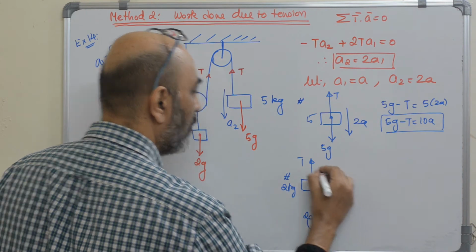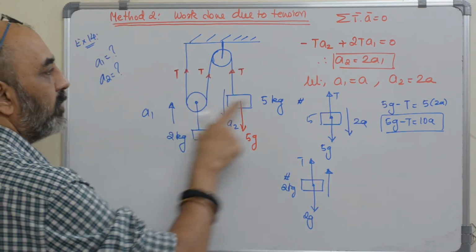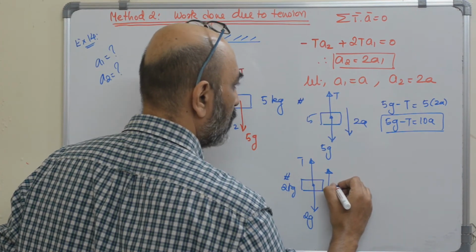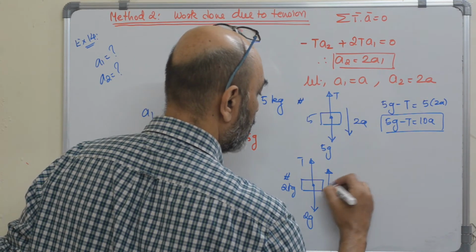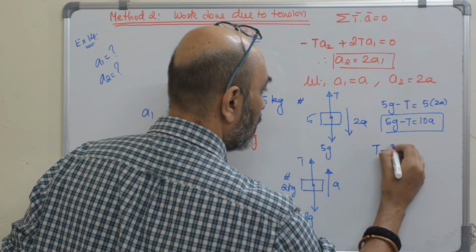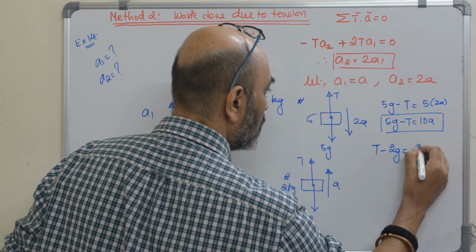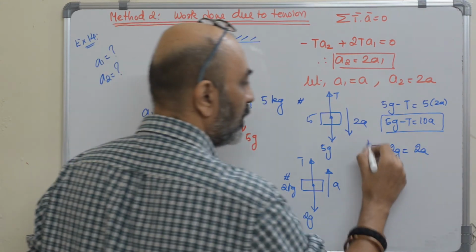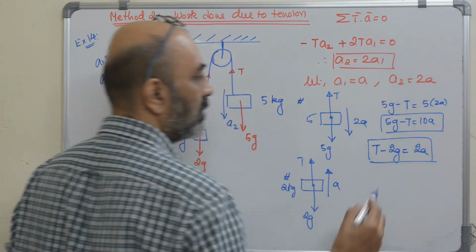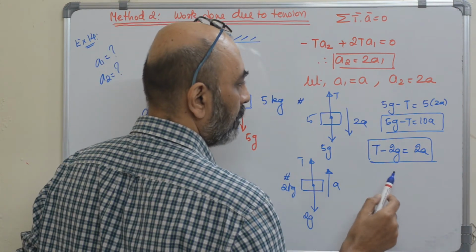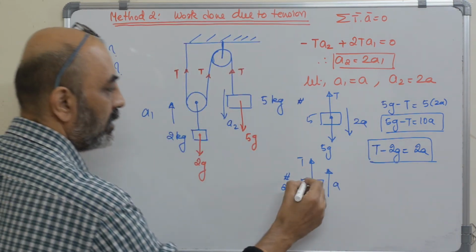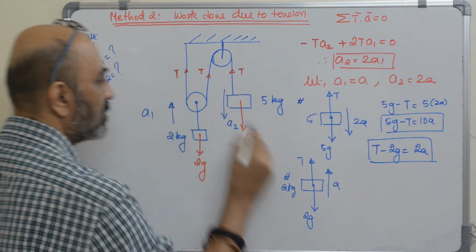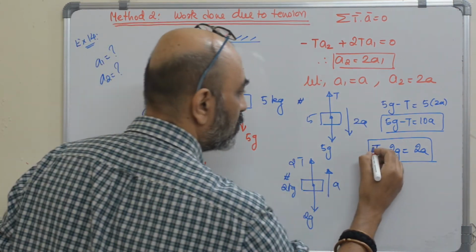It is going in the upward direction, with A1 we have taken as A. So over here we will write T minus 2g is 2a. Okay, we have to solve these two equations. In these two equations, T is there, and this is also there, so it is 2T.